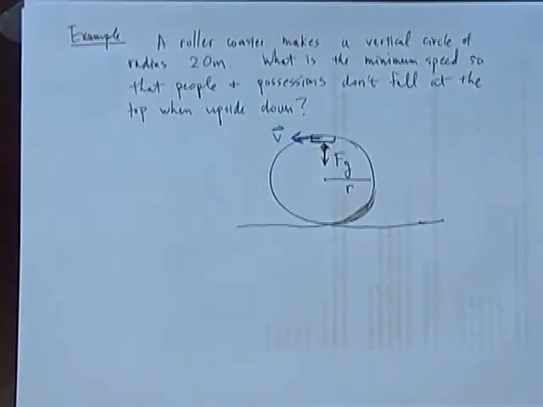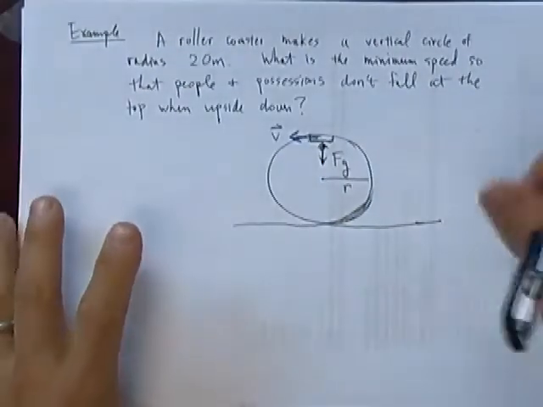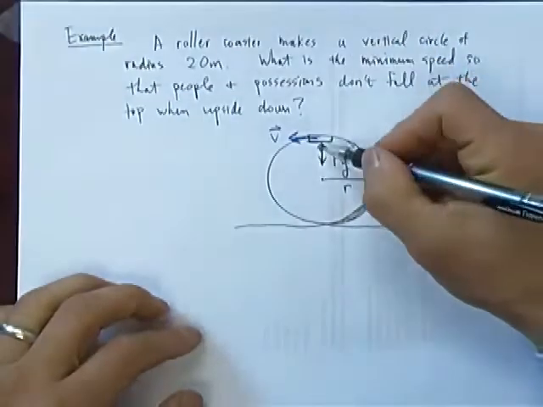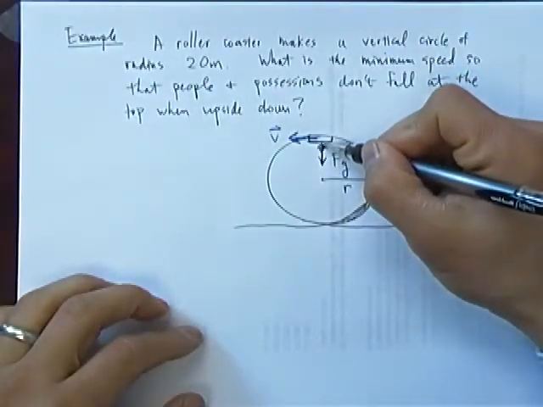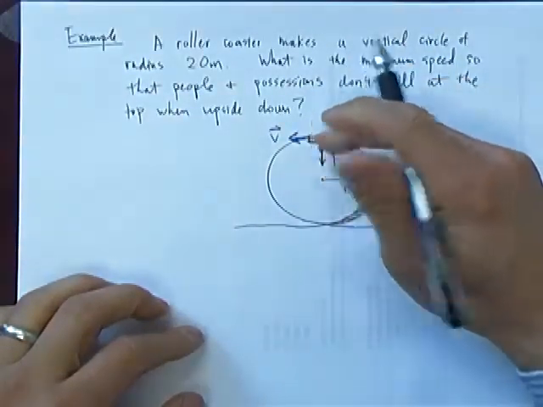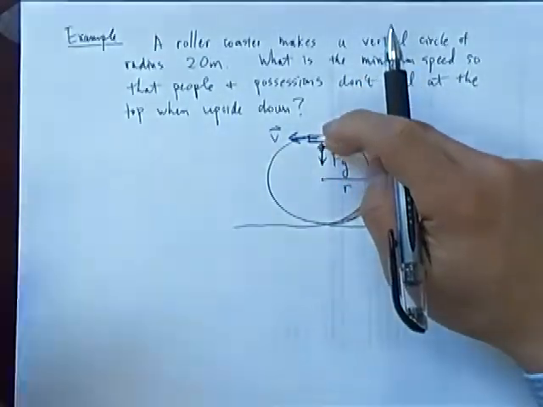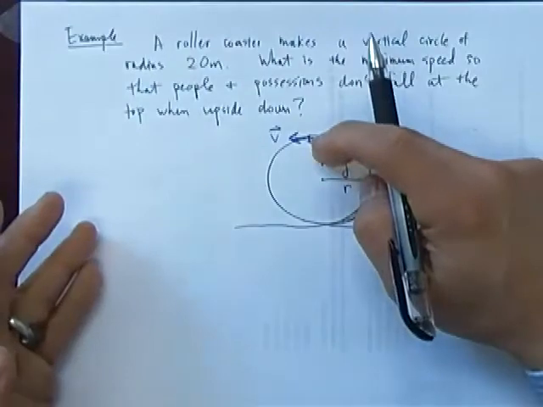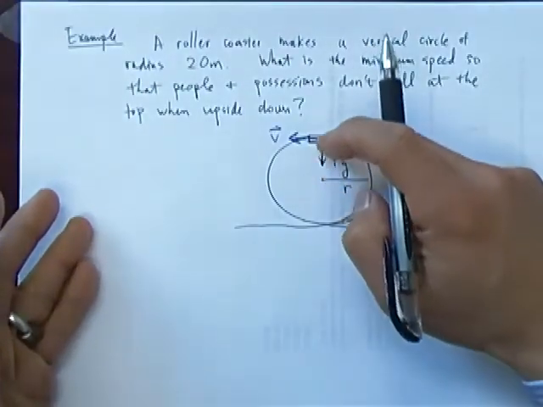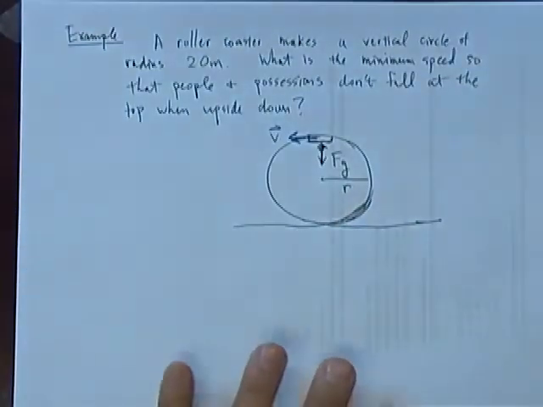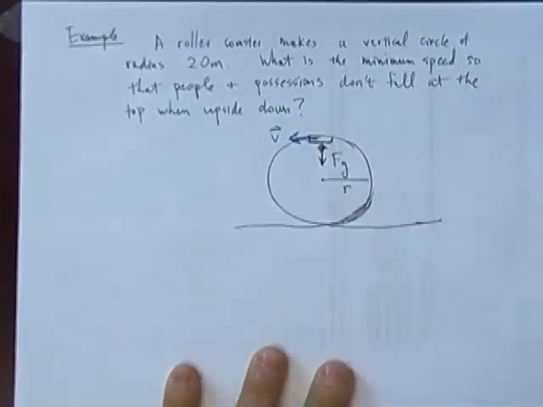If you were to go faster than that required speed, that would also be okay, because the cell phone would actually try to go up this way. If you go faster than that required speed, you won't lose it. The cell phone won't fall down, but it will actually kind of go up. All right, so let's solve for that.